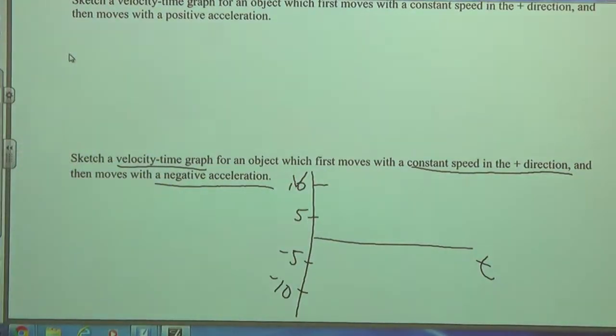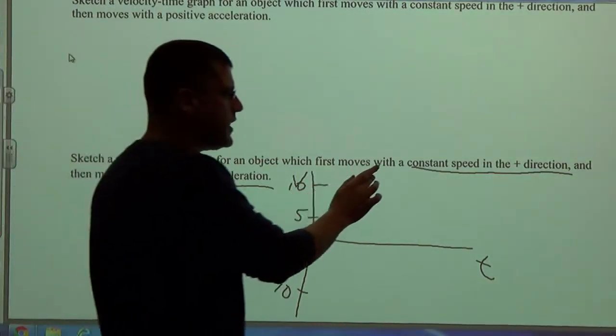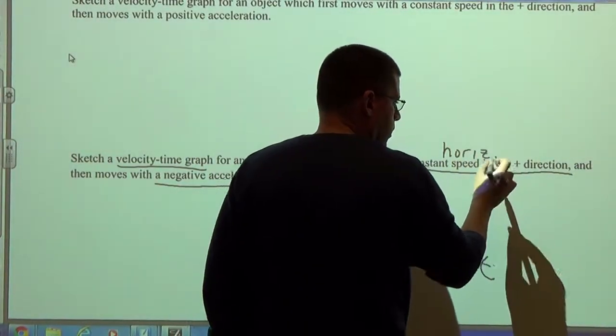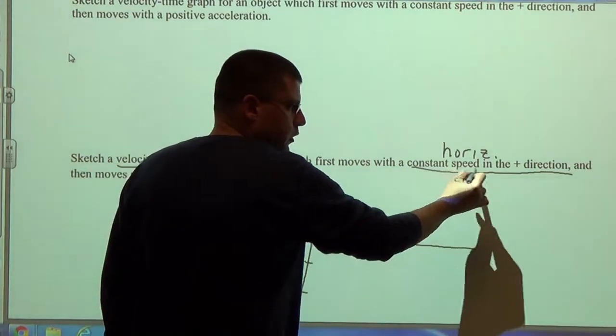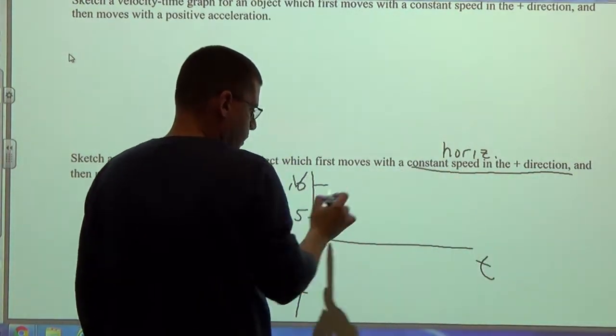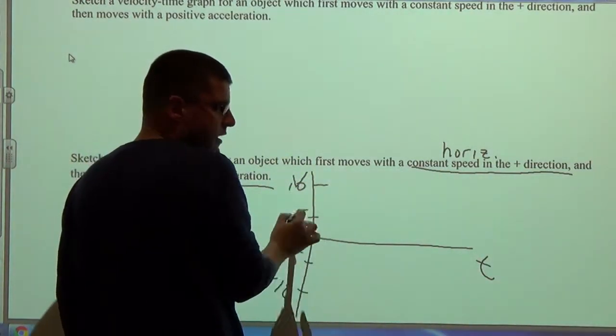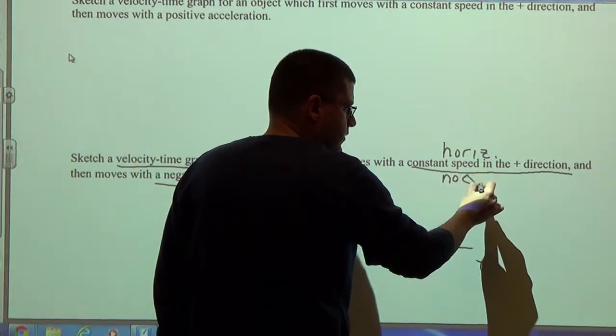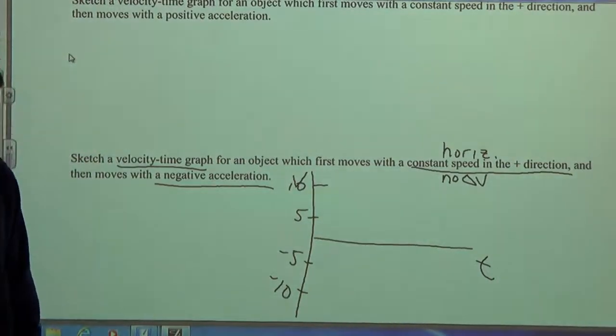Okay. So we have a constant speed in the positive direction. And then we move with a negative acceleration. Let's take a look here for a minute. So right here, we're going to go horizontal, because there's no slope. We have a speed, we have a magnitude, but there's no slope because there's no acceleration. So no delta v. But we're in the positive direction.